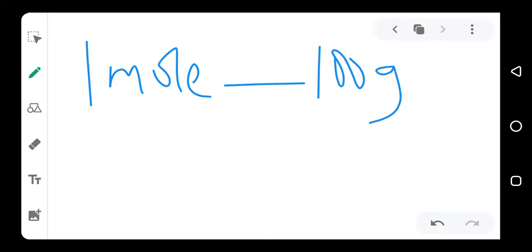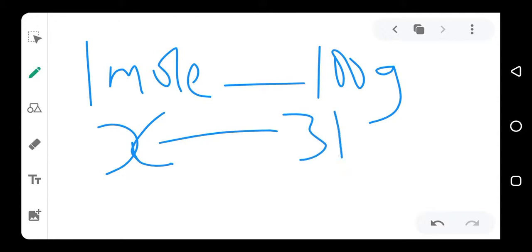Therefore, they ask how many moles of the substance is contained in 31 gram. Let's call the number of mole x. So if 1 gives us 100, x will give us 31. If 1 mole gives us 100 gram, how many moles will give us 31 gram? So that is the equation. So we do our cross multiplication again and say that this x will go to 100 and 31 will come to 1.